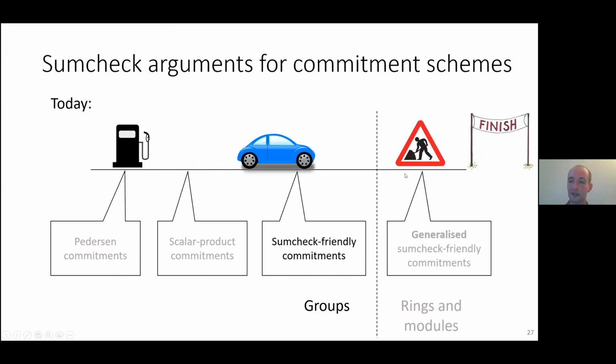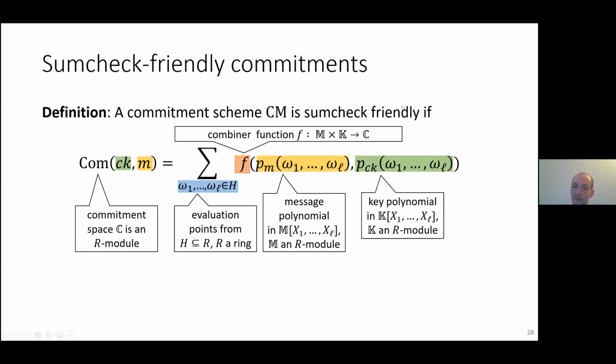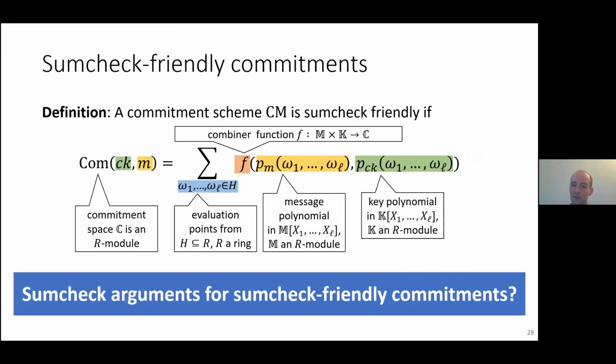All right, so next we're going to move all the way up to sumcheck arguments for general sumcheck-friendly commitments. Okay, so just here on the slide, we've got a reminder of the structure that makes a commitment scheme sumcheck-friendly. And so how are we going to give succinct arguments for openings of such a commitment? What will the sumcheck argument look like?